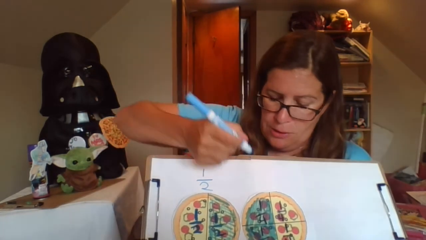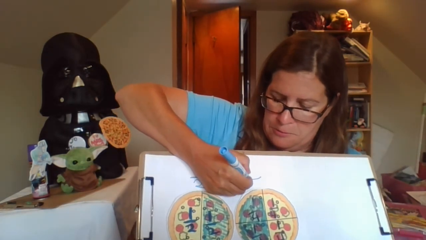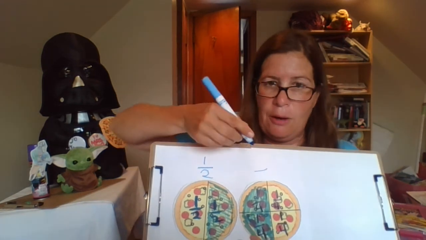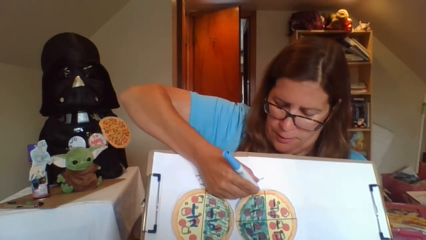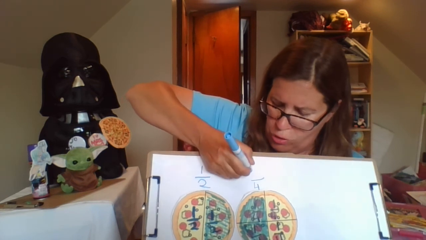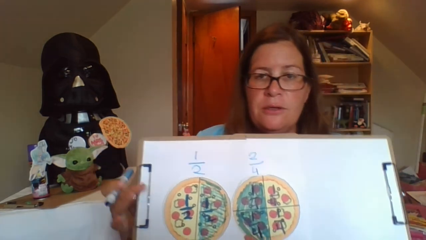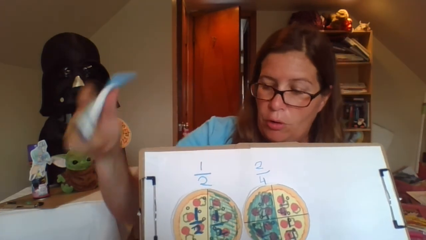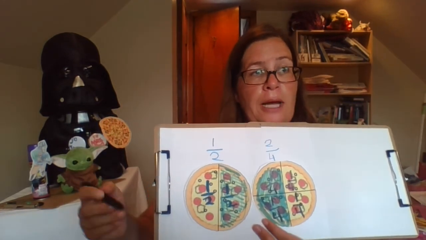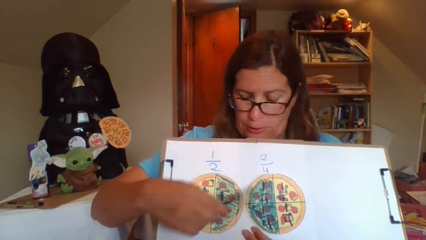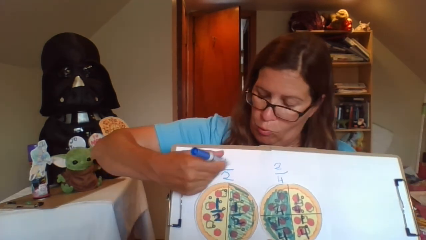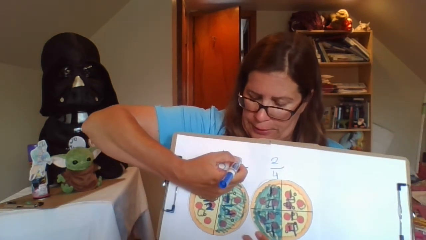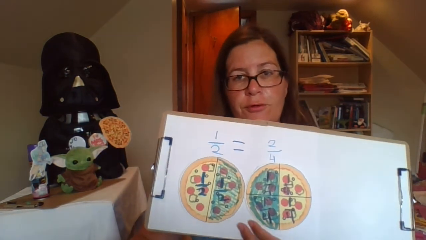But now we know that Alex ate 2 parts of his pizza. So he ate 2/4 of his pizza, that would be equal to 1/2. So by just looking at the shaded parts, we could say that 1/2 is equivalent or equal to 2/4.